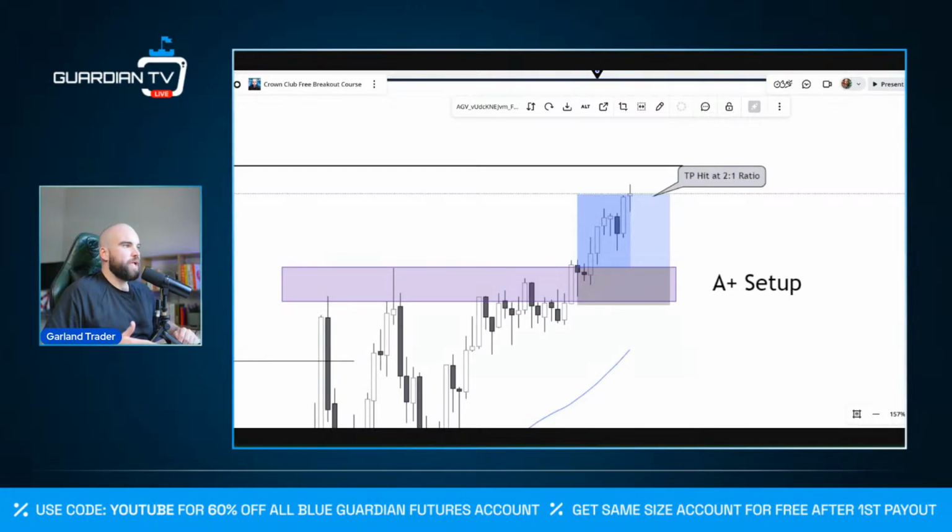When it's on an evaluation, I'm going 1 to 2. And I manage them as such. I do have funded accounts that I go 1 to 2 on, but that's because I have multiple of them. So I manage them like that.